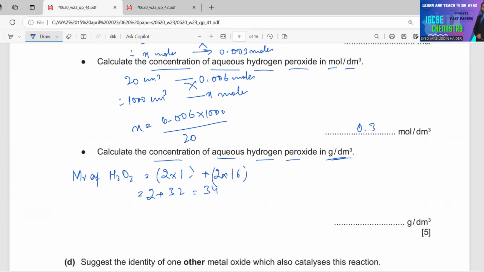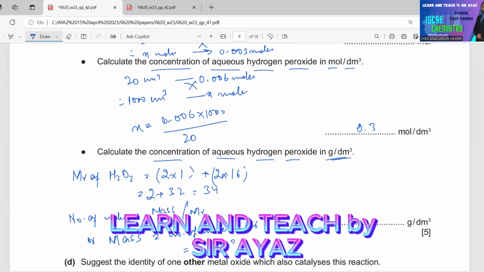Now we need to convert these moles into grams. Recall the formula: number of moles is equal to mass divided by Mr. So we are calculating mass. So mass is equal to number of moles multiplied by Mr, which means 0.3 will be multiplied by 34.